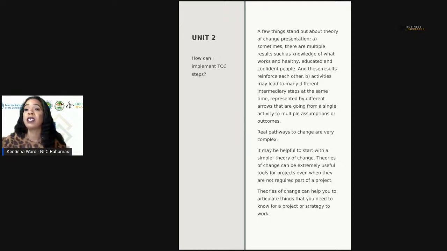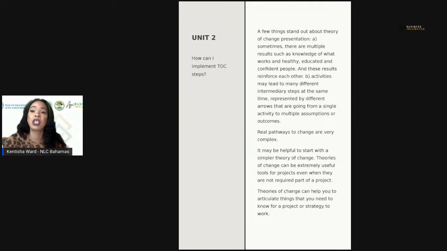Real pathways to change are extremely complex. And in the agricultural industry, we know that. Just a simple challenge such as not being able to have boxes can be extremely complex for someone who doesn't understand the agricultural industry. It may be helpful to start with a simpler theory of change.